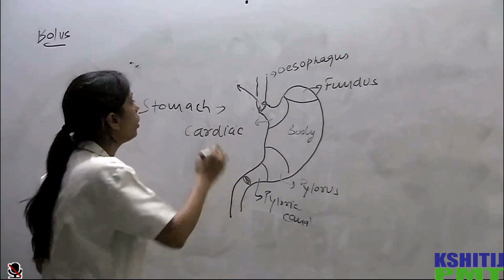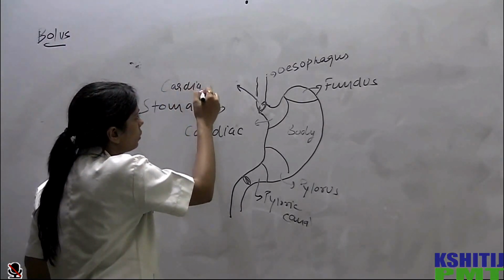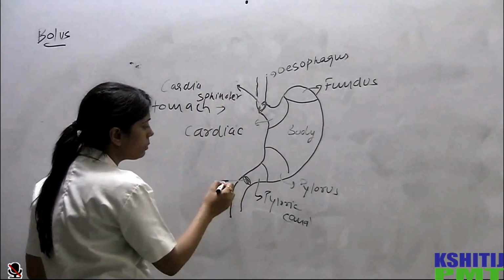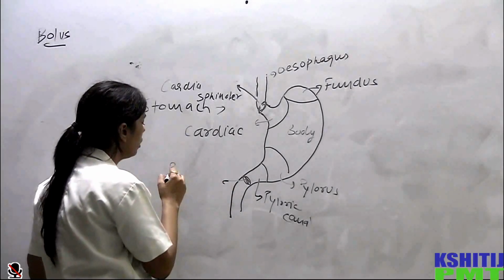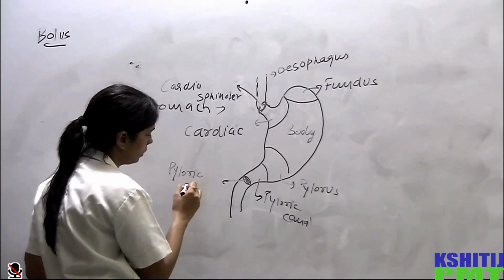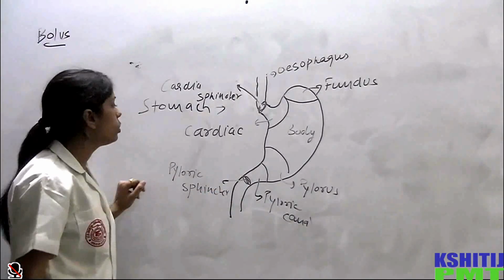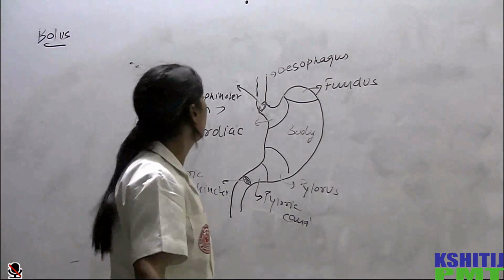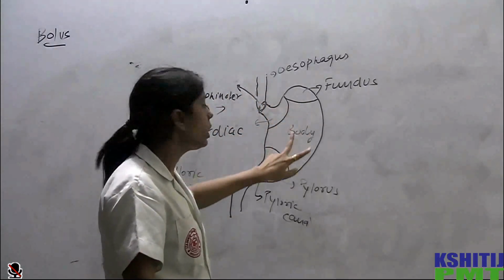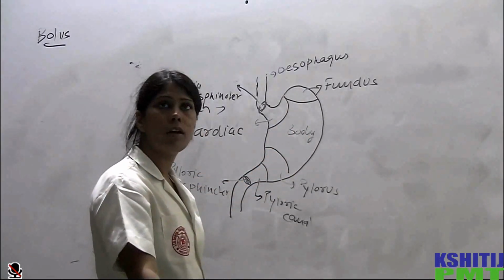This one is present in the cardiac part, so it is called the cardiac sphincter. This sphincter is present in the pylorus part, so it is called the pyloric sphincter. So this is your pyloric sphincter, this is your cardiac sphincter. This is the cardiac part, then fundus, then body, then pylorus. These are the four parts of our stomach.